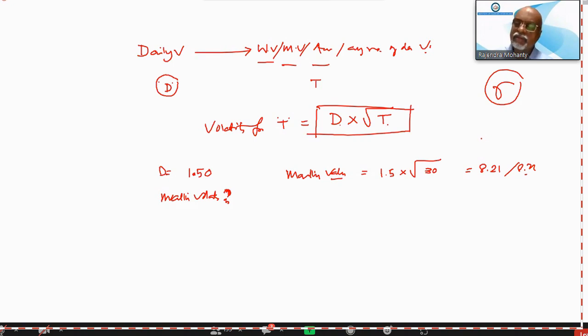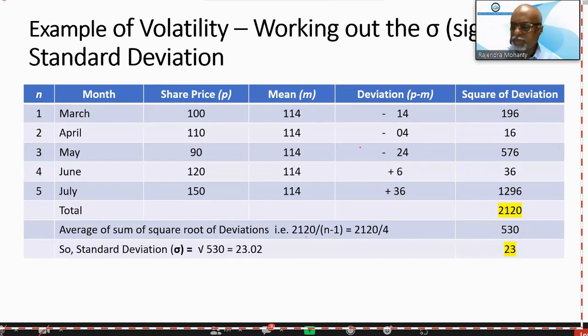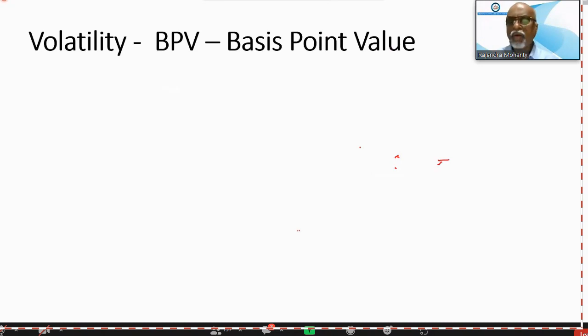Now, sometimes questions are asked like this: if daily volatility is 1.50, find the monthly volatility. Or if daily volatility is 1.50, find the volatility for 60 days. In that case, it will be 1.5 times square root of 60. So if you know the formula, you can work it out. Okay? Can I move to the next one? So for volatility, we know how to calculate sigma or the standard deviation.